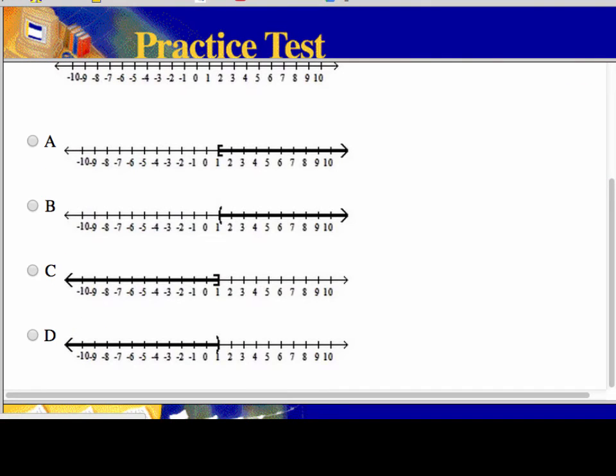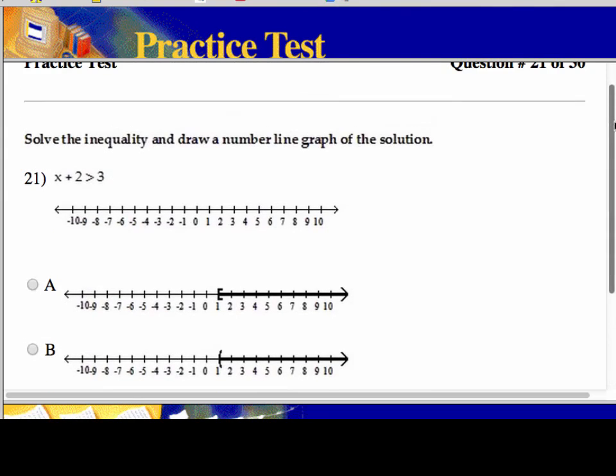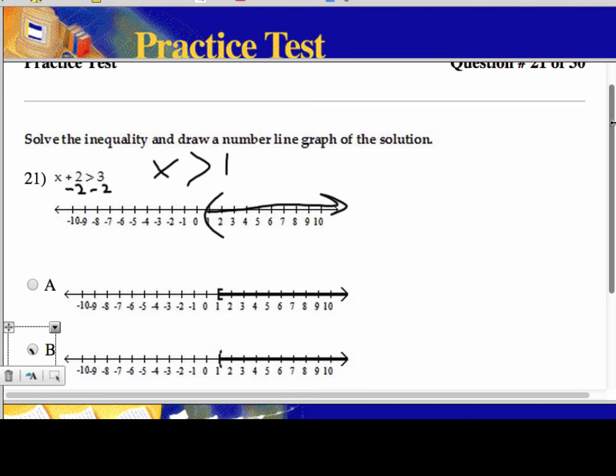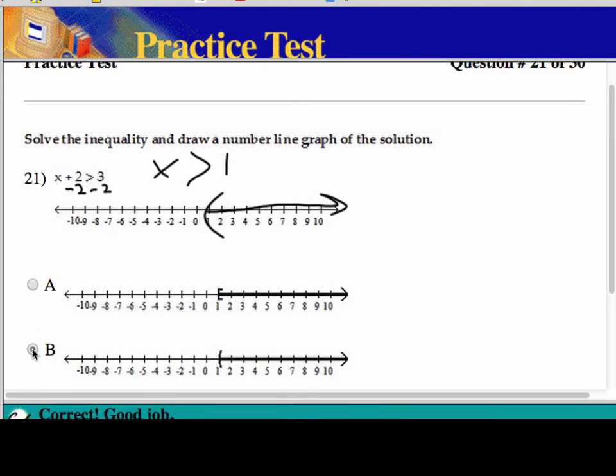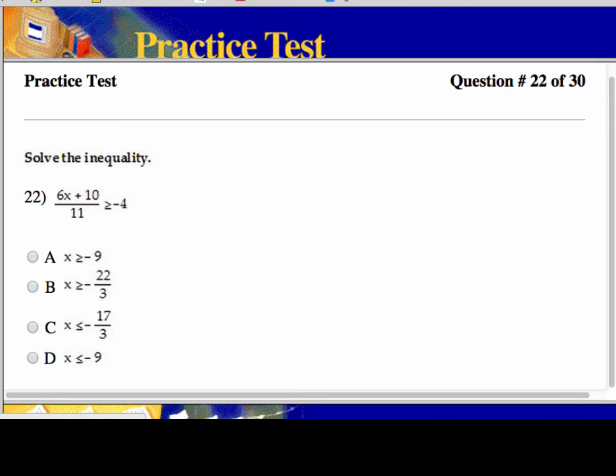Next one. Oh man, that looks hard. We've got to solve this inequality by subtracting 2 from both sides. When I do that, I get x is greater than 1. So I'm just going to do this, and b matches that. Right? So this is what our test is going to be like, these questions? Yeah, different numbers. You guys know how to do this stuff, right? So if you've got all these correct, you're coming in at a 66%.